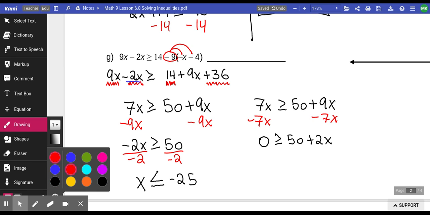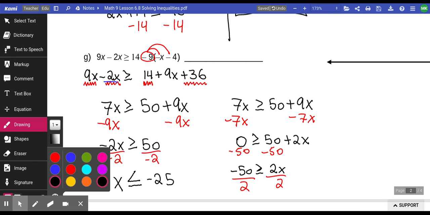Now I need to start getting x by itself, so I'm going to subtract 50 from both sides. That gives me negative 50 is greater than or equal to 2x. And then I divide both sides by 2. And I get negative 25 is greater than or equal to x.